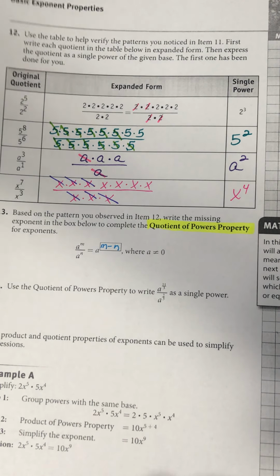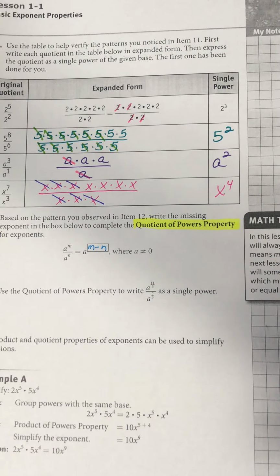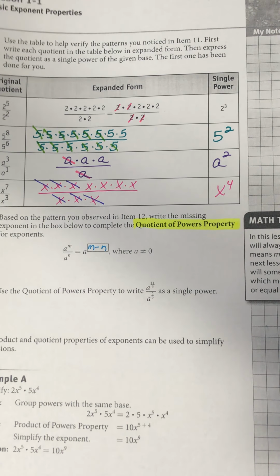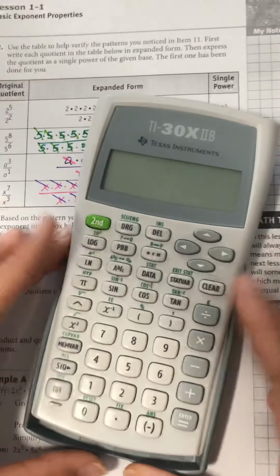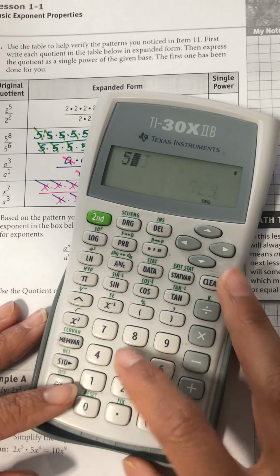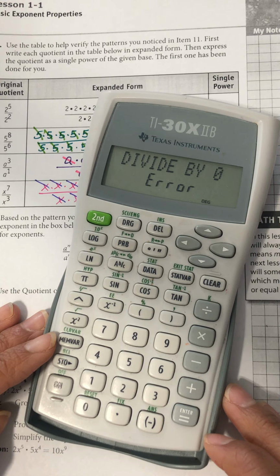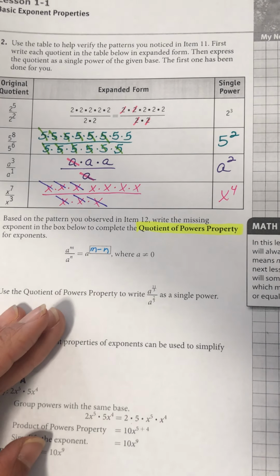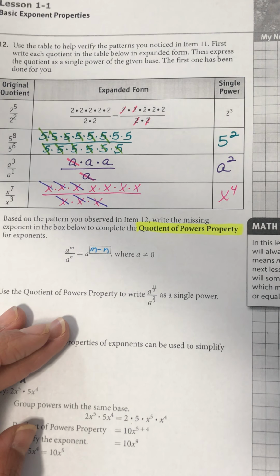The reason why a cannot equal 0 is because if we have a equals 0, like for instance in the denominator, that means we get a 0 in the denominator, and that's never, ever, ever allowed. Let me show you what happens when we have 0 in the denominator on my calculator. Let's say I divide 5 divided by 0. Divide by 0 error. You get an error. Your calculator freaks out on you. So we can never, ever, ever have 0 in the denominator. So even our base cannot be 0.